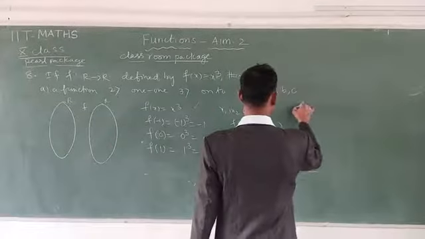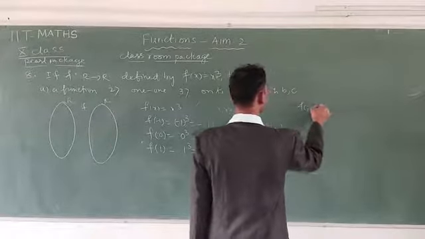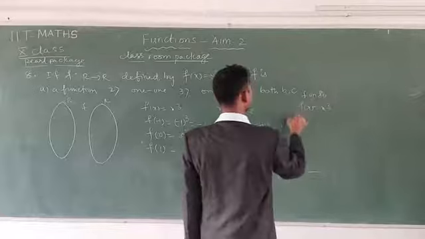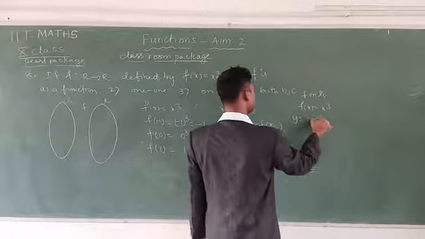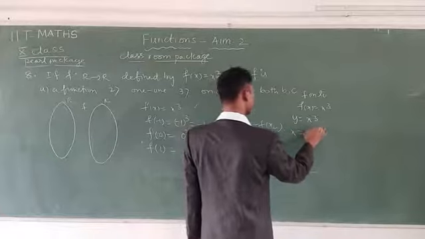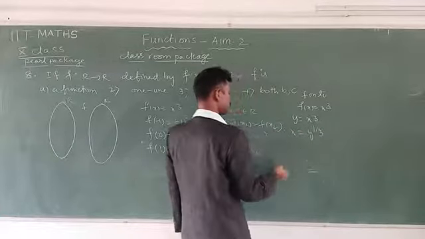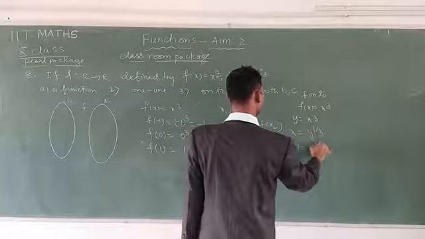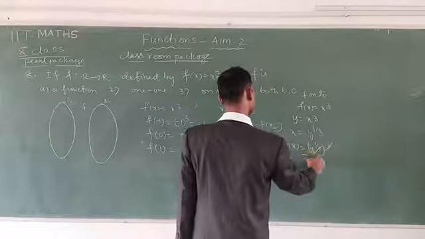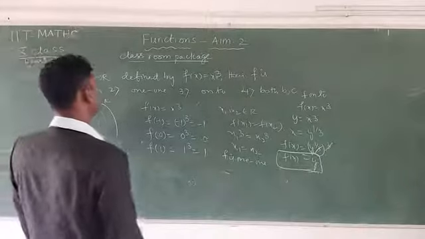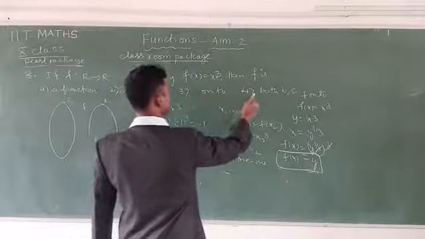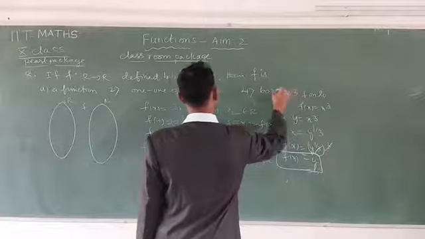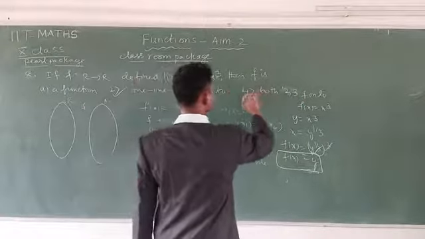Next, f of x is equal to x cube. Check whether f is onto. Then f of x means y. Y is equal to x cube. Then x is equal to y to the power 1 by 3. Now you can write f of x is equal to x, that is y power 1 by 3 whole power 3, is equal to y. F is onto. F is one-one and onto, both one-one and onto, so options 2 and 3 are both possible.